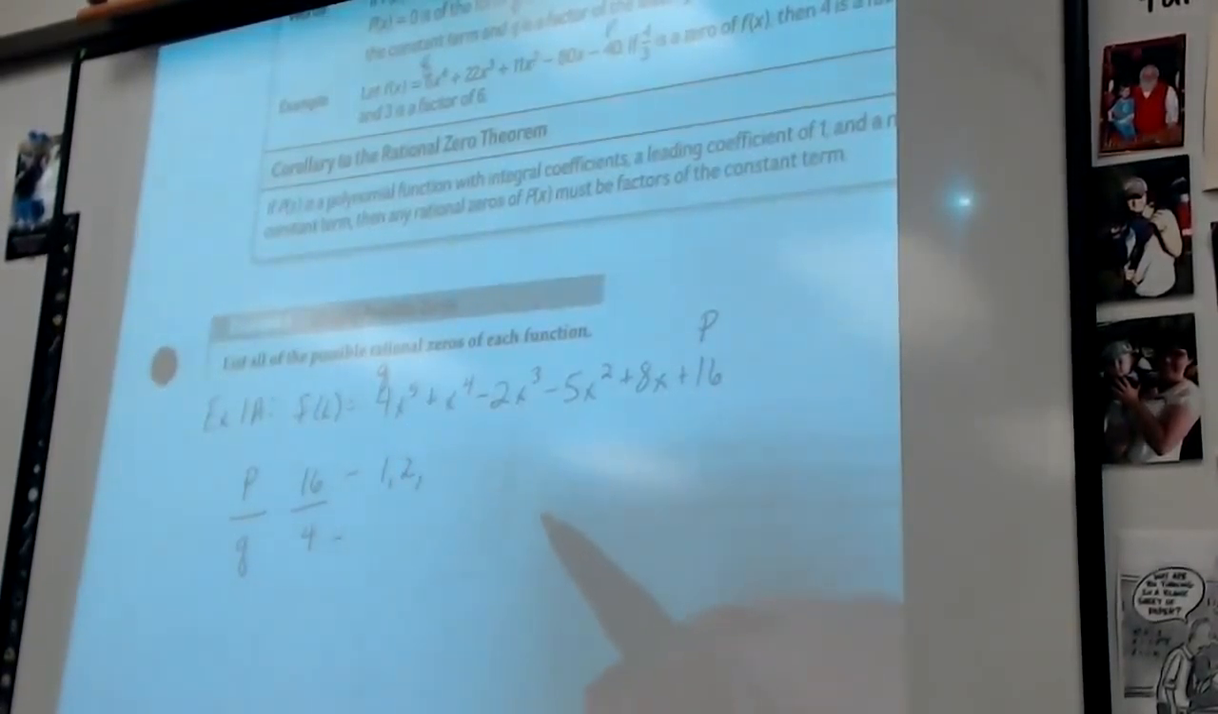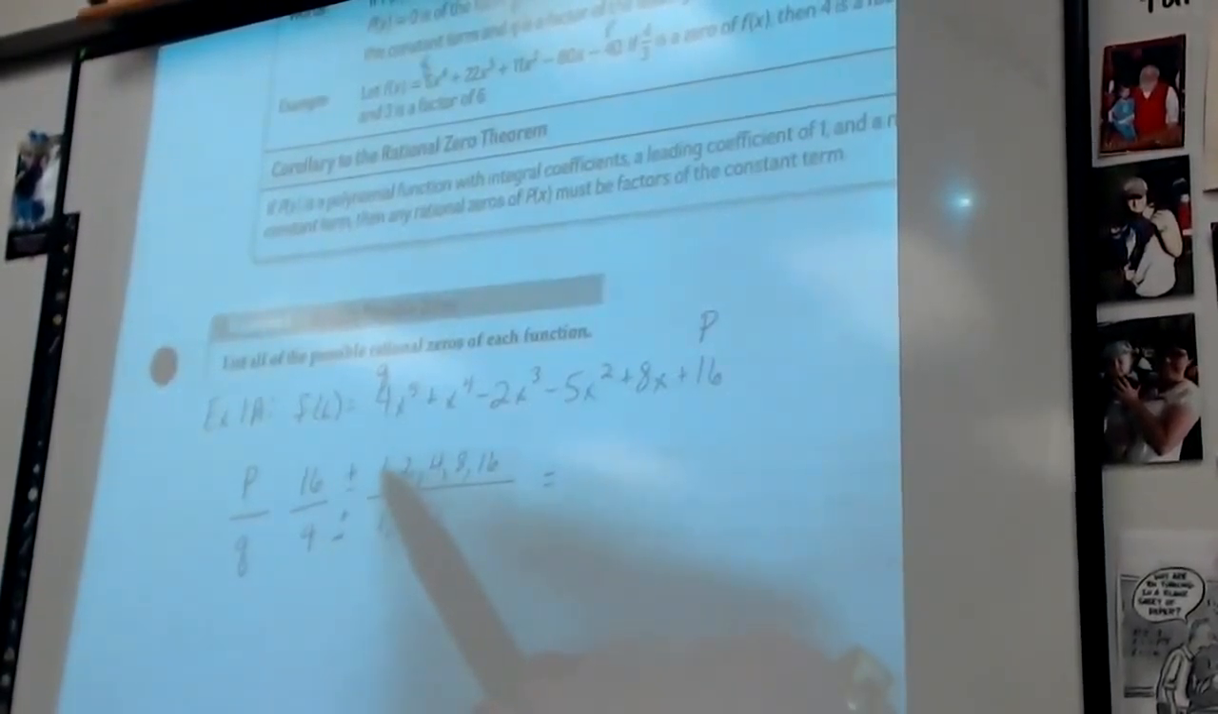So what are the factors of 16? 1, 2, 3, 4. What goes with that 2? 8 and 16. This will be positive and negative. What are the factors of 4? 1, 2, 4. So all of our possibilities are going to come from dividing the numerator by the denominator, but we've got to do every combination possible.